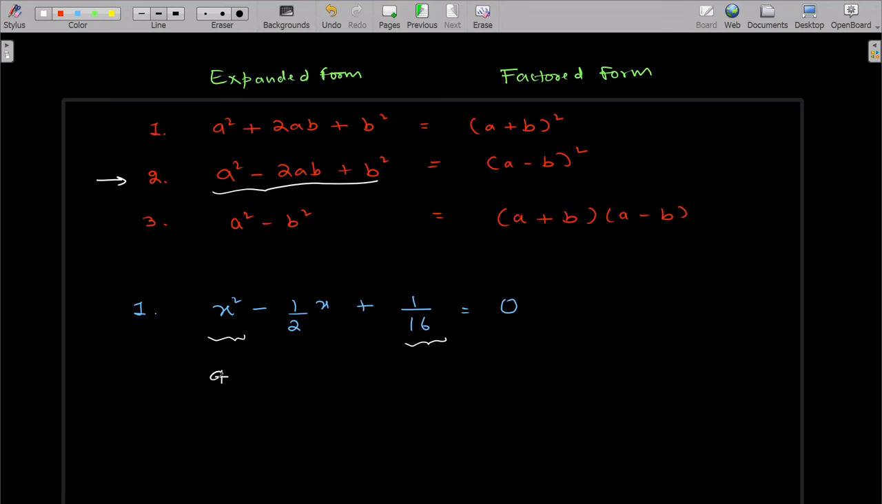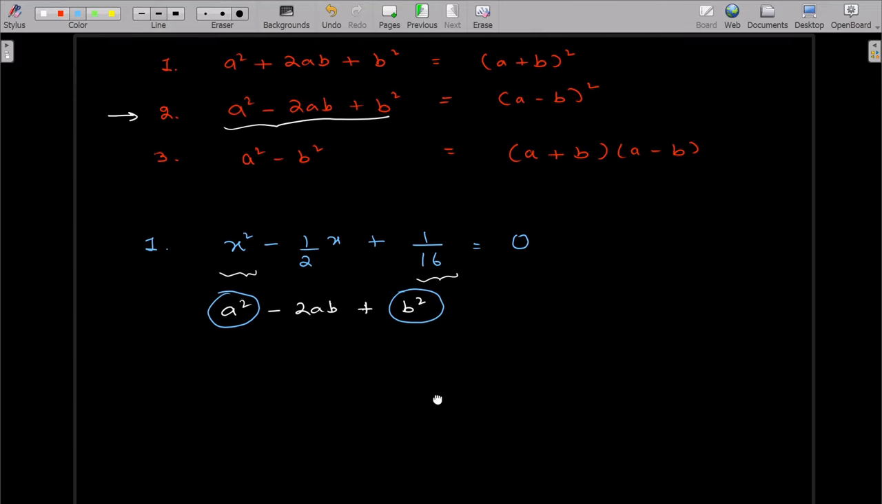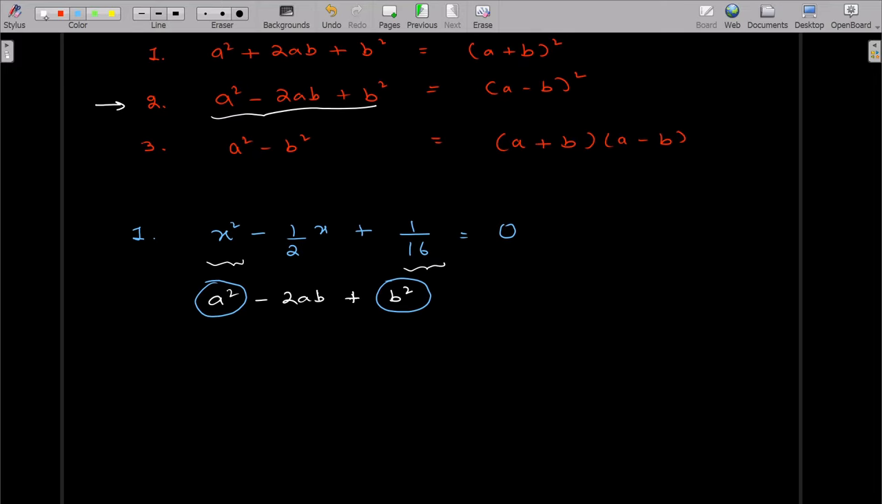Compare this expression with this expression. So just look at the first and the last term to get the values of a and b. Oh, so 1 and 1 over 16?